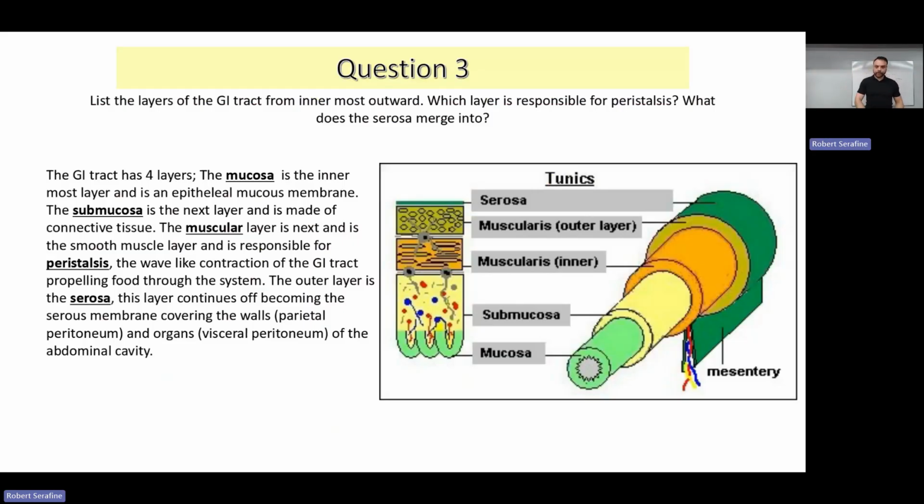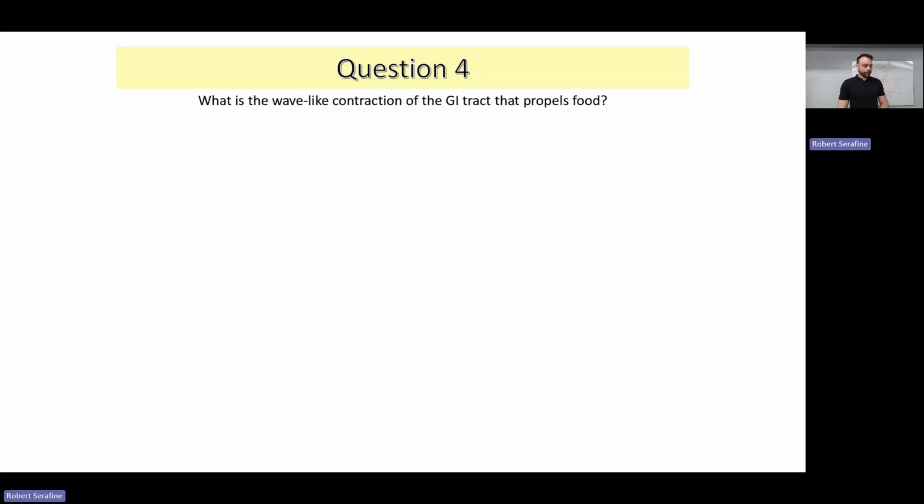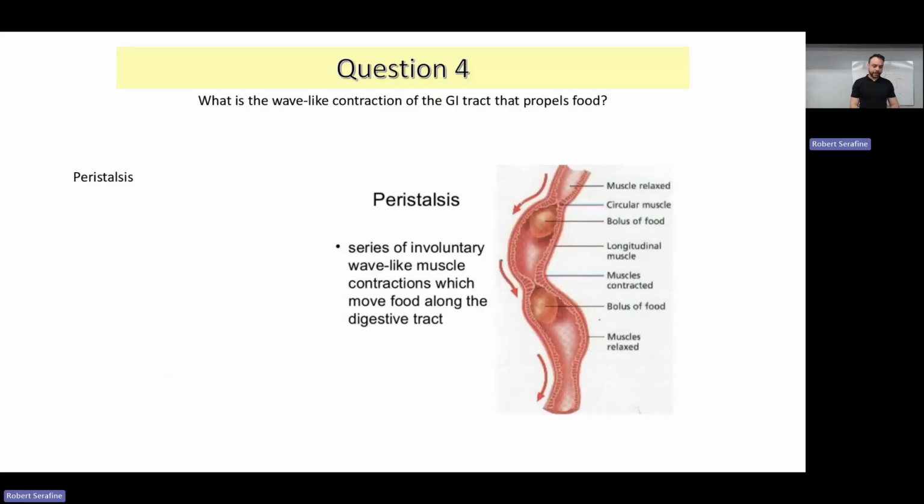So if I slit my stomach open and touched one of the organs in there, then I would be touching the visceral peritoneum, which is the visceral serous membrane. And then if I touch the walls on the inside of the stomach, I would be touching the parietal peritoneum. We just covered that. The wave-like contraction of the GI tract that propels food is peristalsis.